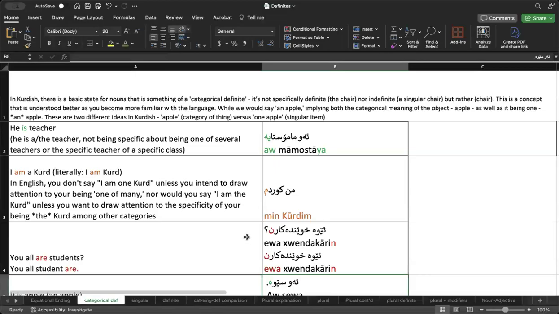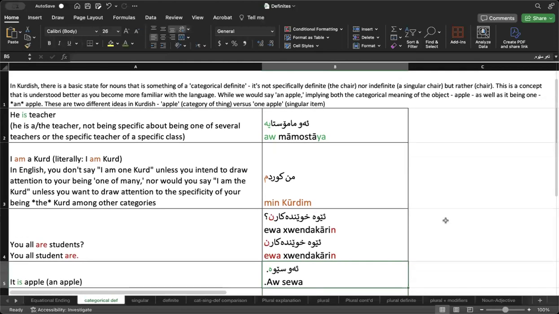All right. Now, let's start with the first form of definite, which is categorical definite. In English, we don't really have this. If you're talking in general about apples or chairs or cups or people, you won't simply say cup. You'll say a cup or cups. We either use indefinite or plural to talk about a category of things.